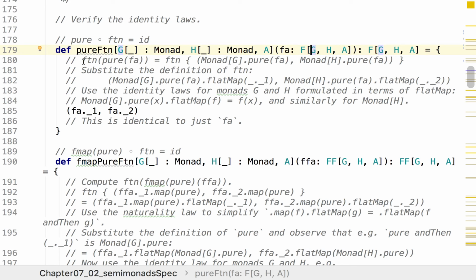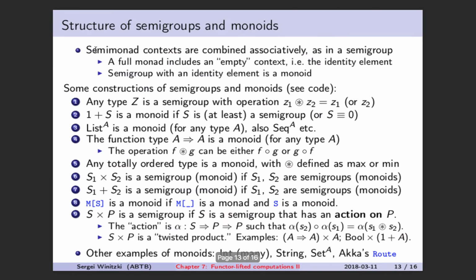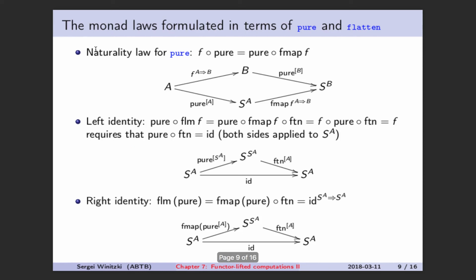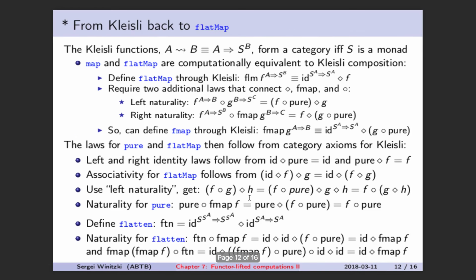So yeah, go back to the slides and look at the laws just to see that we have done it right. So pure followed by flatten is identity, so this is this. So the type is SA to SA, or in our notation is FA to FA. And the right identity is also FA to FA. So that's what we will do now.